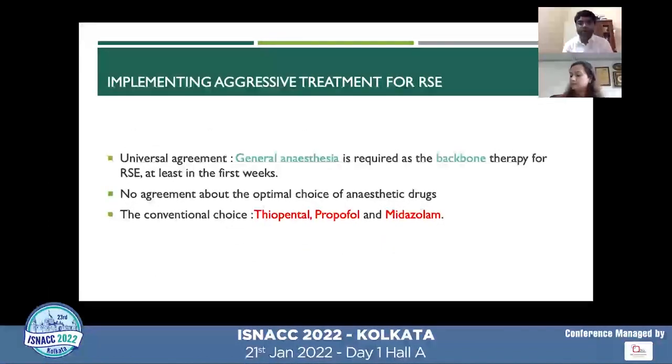When we implement aggressive therapy for refractory status epilepticus, there is universal agreement that general anesthesia is the backbone of the therapy. However, there is no agreement on the optimal choice of anesthetic drug, but there are three conventional choices: thiopentone, propofol, and midazolam.